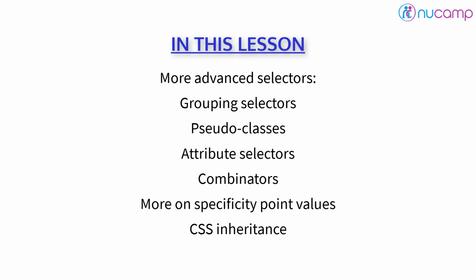In previous lessons this week, you learned about how to use inline styles as well as ID, class, and element selectors to target elements to apply styles. In this lesson, I will introduce you to some of the more advanced selectors, including grouping selectors, pseudoclasses, attribute selectors, and combinators. At the end, we'll circle back to the specificity point system I talked about in part 1. And I'll discuss the concept of CSS inheritance as well.